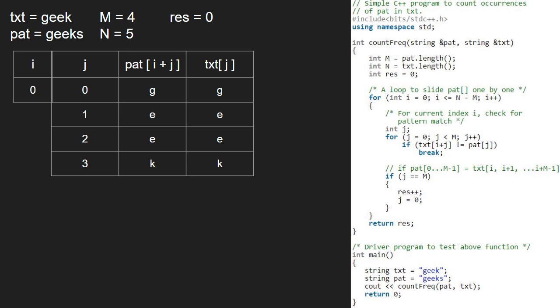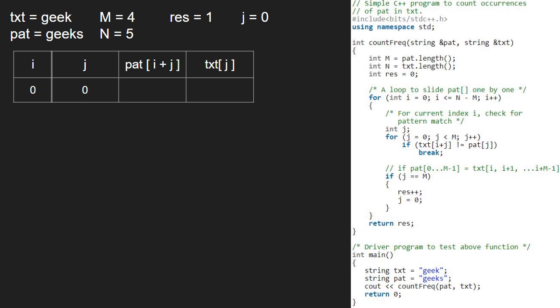Again, the if condition doesn't get satisfied and we have iterated through the inner for loop, and on coming out, the value of j will be 4. We check if j is equal to m. As it is, we increment res and reset j to 0. We continue with the outer for loop, and now i will be 1.